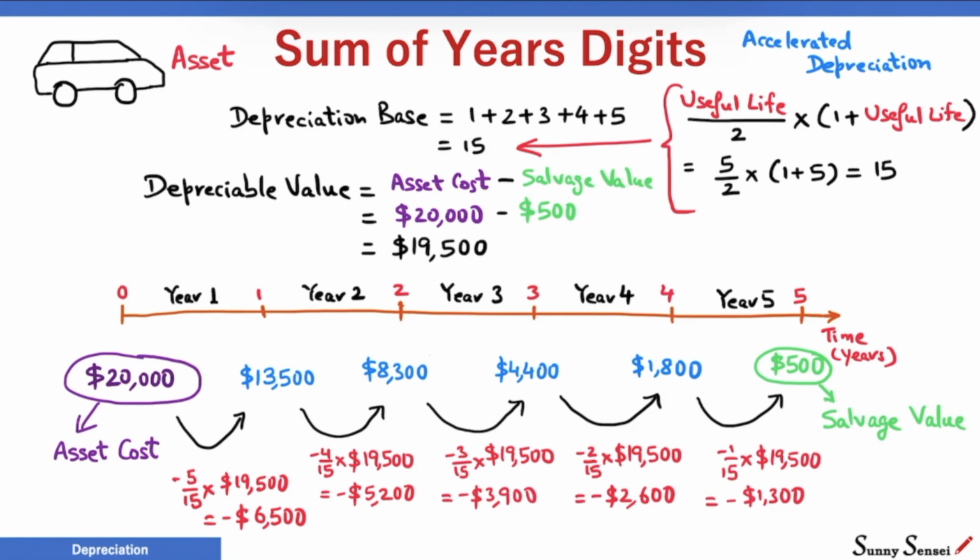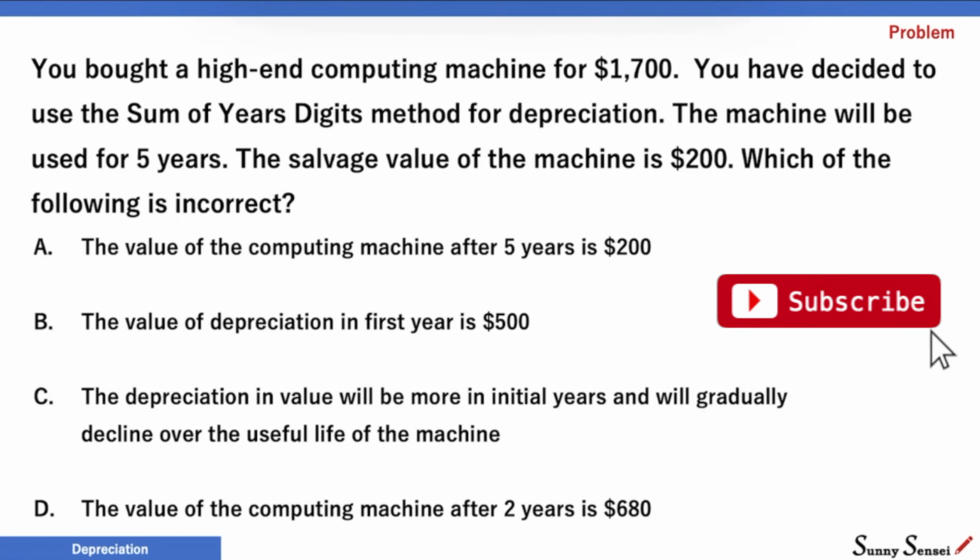Double declining method also belongs to accelerated depreciation. This is unlike straight line depreciation, where the annual depreciation is constant across the useful life of the asset. We will look at a sample problem now.